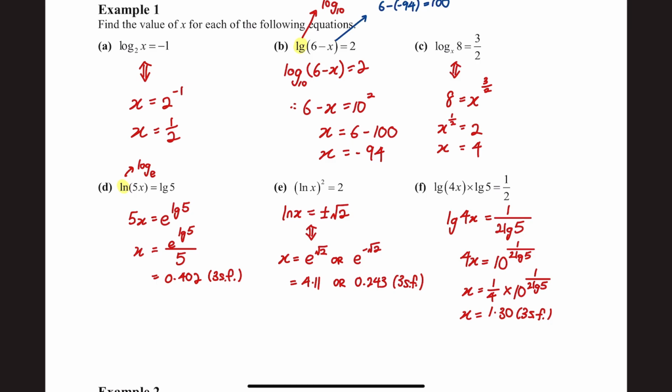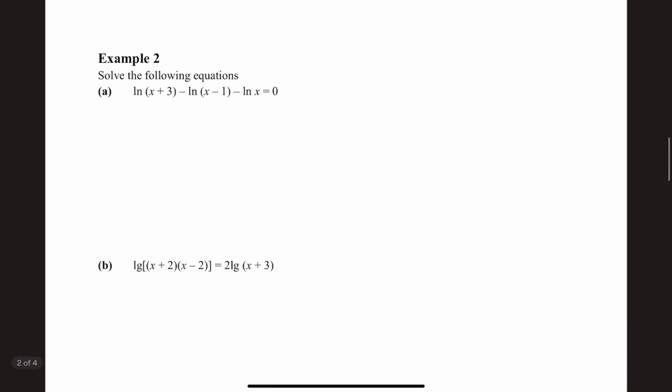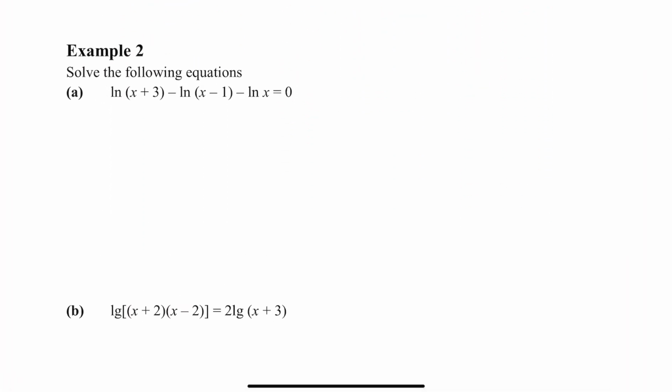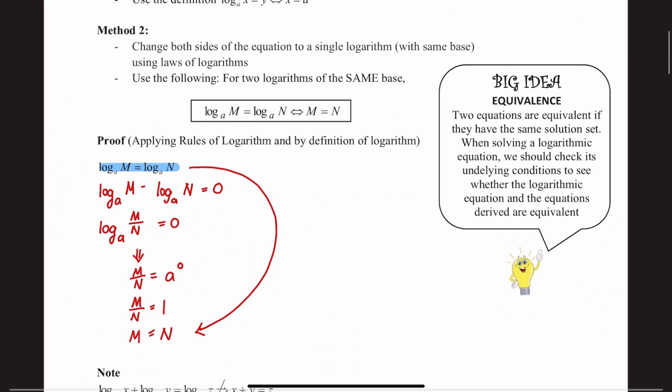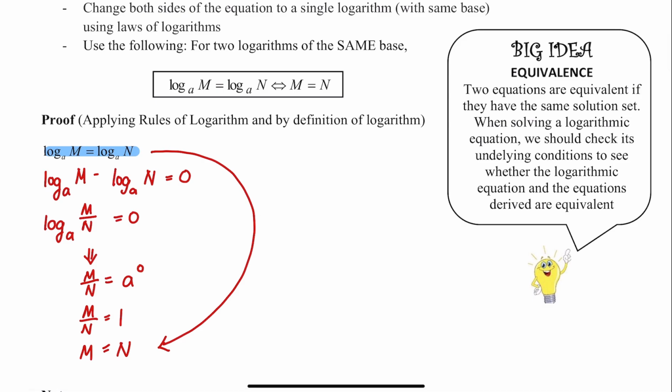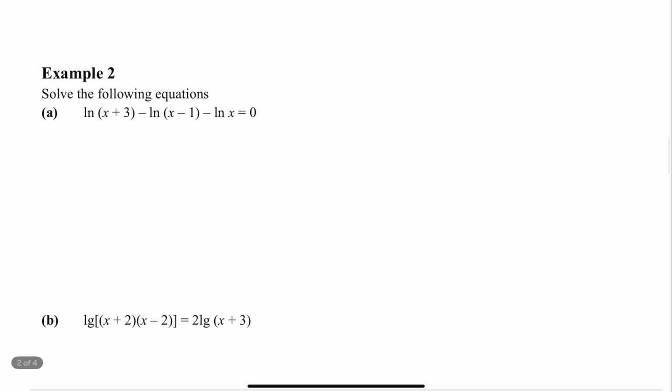Alright, so now let's look at example 2. Example 2 here, solve the following equations. Now example 2 will make use of method number 2. So recap again, method number 2 means I make this logarithmic equation, left side and right side, one single log term. Then I can compare these two numbers. Okay, but you must make sure that they have the same base first. Let's look at example 2 now.